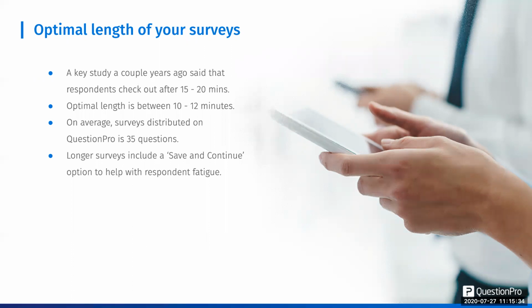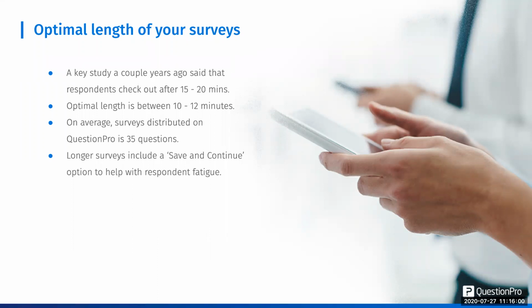On average, for surveys distributed on QuestionPro, the average is about 35 questions in a survey. Obviously, there are some longer surveys and some shorter ones, but the average we see is about 35 questions. Although I've seen surveys that have hundreds of questions in them. Typically, those have a lot of logic and are asking certain sections of specific respondents. So that's what we're seeing there.